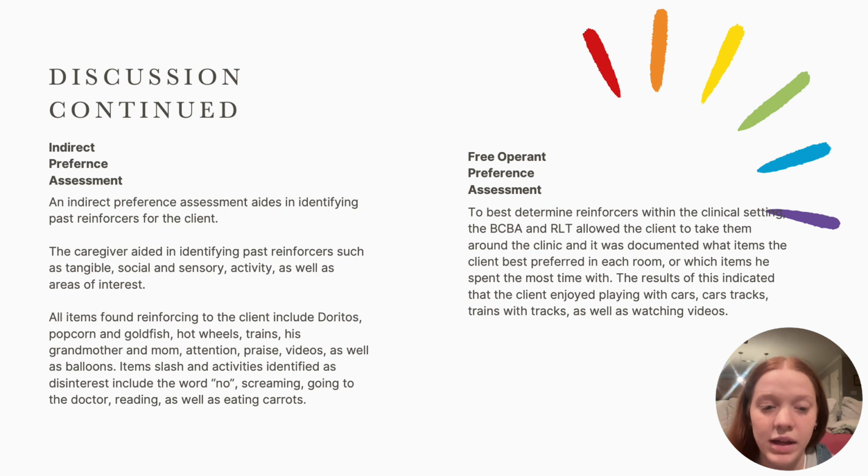Indirect preference assessment. An indirect preference assessment aids in identifying past reinforcers for the client. The caregiver aided in identifying reinforcers such as tangible, social and sensory, activity, as well as areas of interest. All items found reinforcing to the client include Doritos, popcorn and goldfish, Hot Wheels, trains, his grandmother and his mom, attention, praise, videos, as well as balloons. Items and activities identified as disinterest include the word no, screaming, going to the doctor, reading, as well as eating carrots.